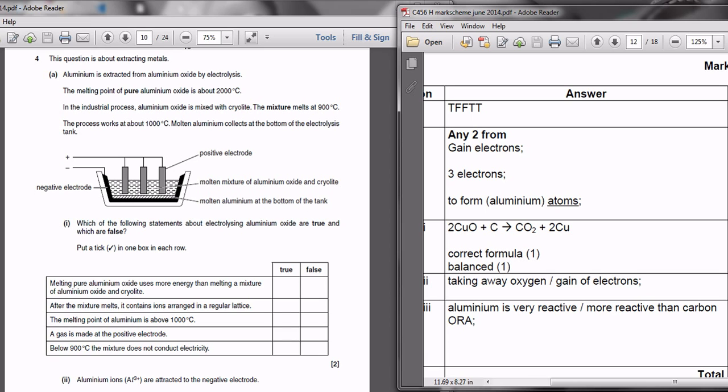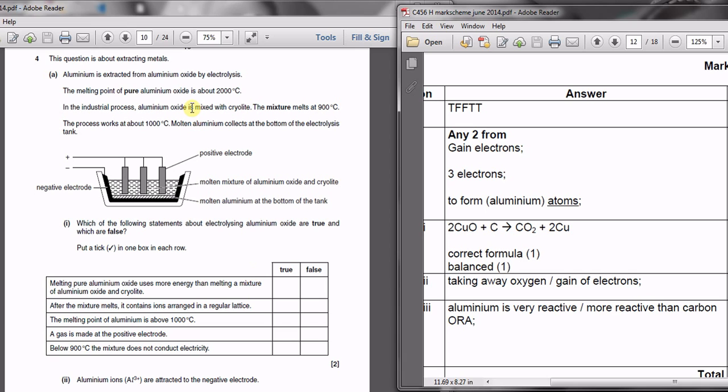Question 4 is about extracting aluminium from aluminium oxide using the process of electrolysis. You're asked to comment on whether these statements are true or false. The first statement says melting pure aluminium oxide uses more energy than melting a mixture of aluminium oxide and cryolite.